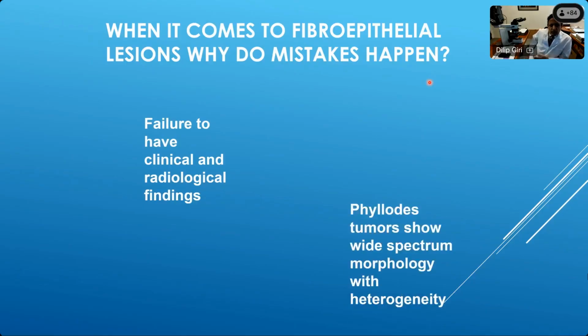And then the other problem is inherent, right? I mean, sometimes you cannot avoid mistakes. Phyllodes tumor shows a wide spectrum of morphology with heterogeneity. And in those unfortunate cases, the sampling may lead you astray. Now, if you have done your due diligence, that sampling part of it may be taken care of. But when that is missing, then the inherent sampling problems will add to this chance of making an error.